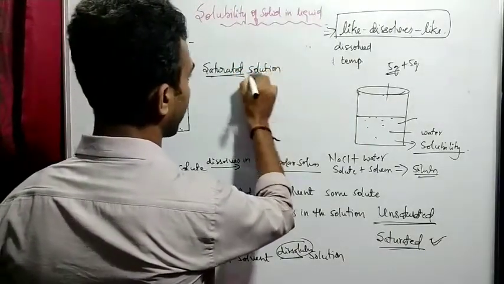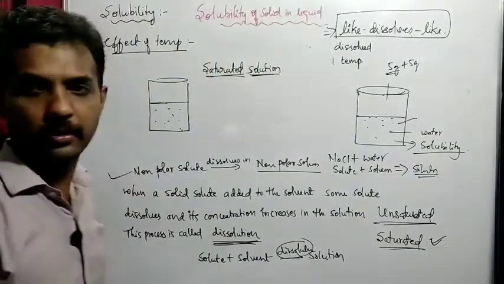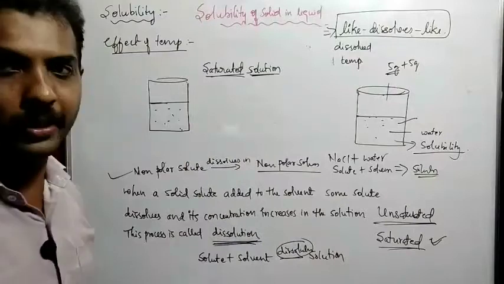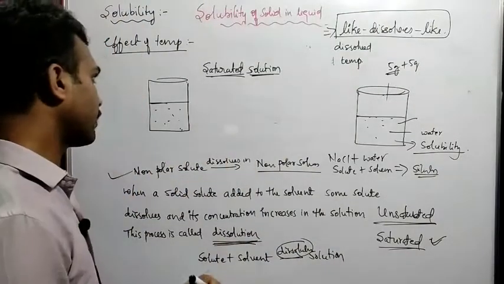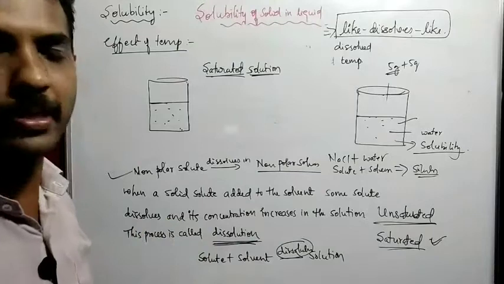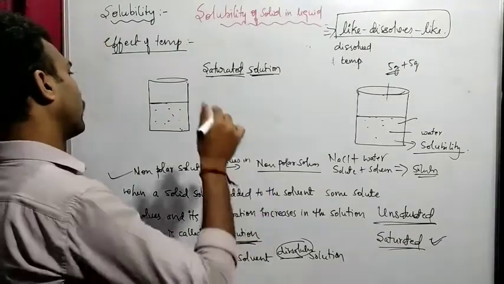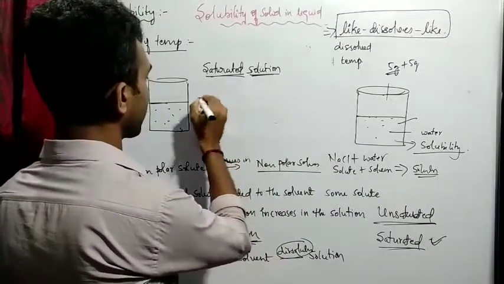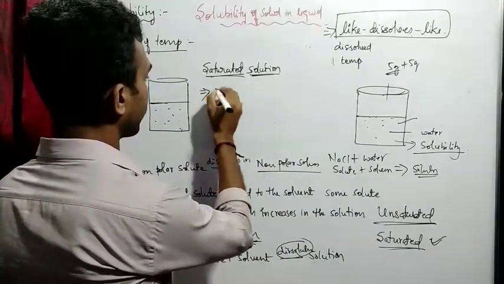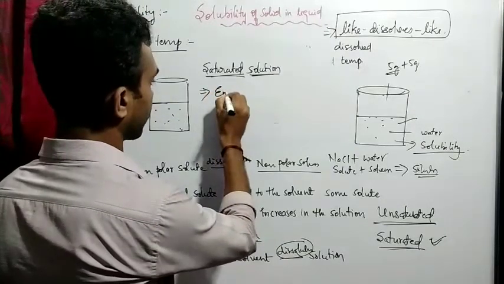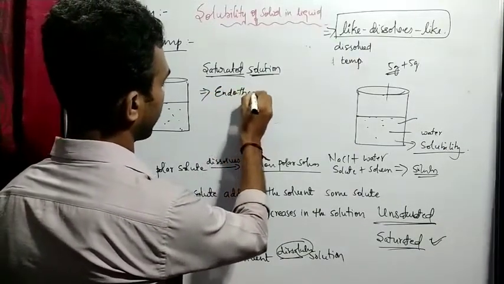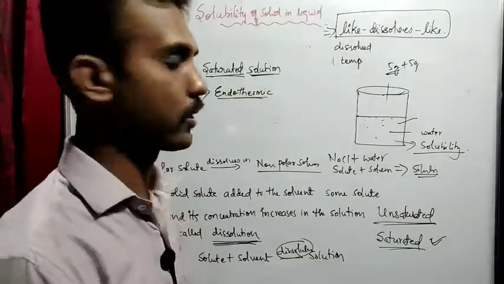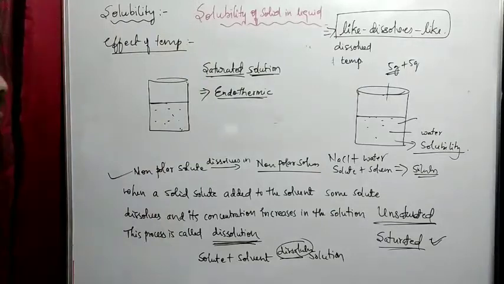No more solute you can add at that particular pressure and temperature. Such a solution we call saturated. You are not going to add more and more salt. Why? It doesn't dissolve, right? So in this type of system, a saturated solution, the dissolution at the point of saturation becomes endothermic.